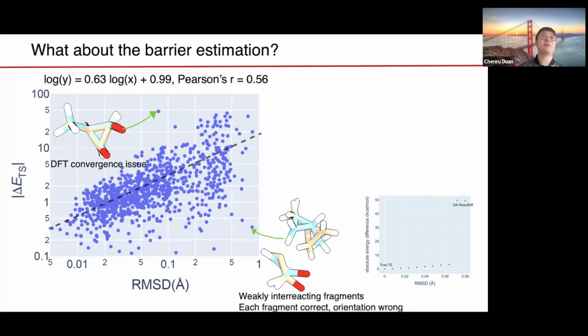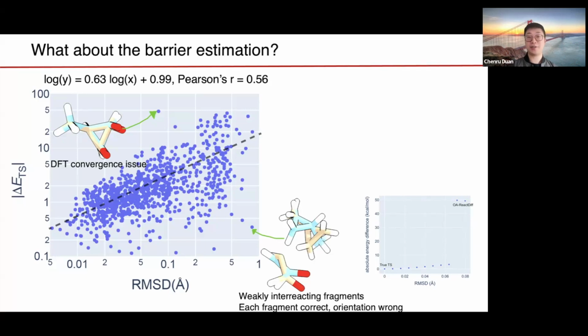And on the bottom right, we see cases where you have really large RMSD, so the structures are quite different, but the energy difference is pretty low. Here it's only 0.5 kcal/mole at around 0.8 angstrom difference in RMSD. The reason is that some of these transition states have different fragments. Even though we do not generate the correct alignment between these two fragments, the geometry of each fragment is pretty accurate, and the interaction between the two fragments is so low that, no matter which orientation we pick, they will have very close energy.